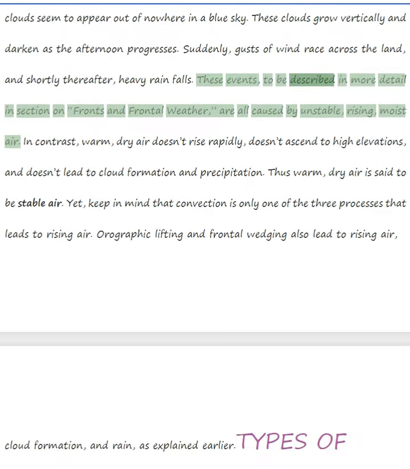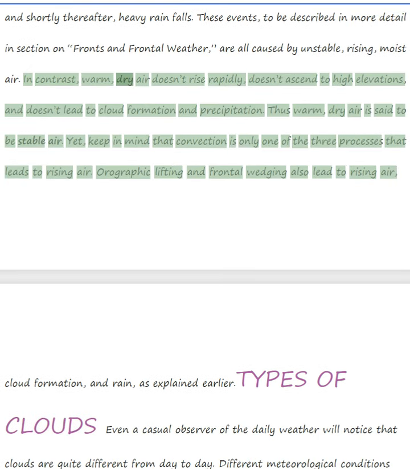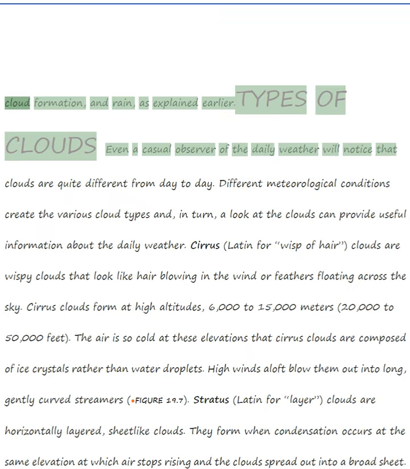These events, to be described in more detail in the section on fronts and frontal weather, are all caused by unstable, rising, moist air. In contrast, warm, dry air doesn't rise rapidly, doesn't ascend to high elevations, and doesn't lead to cloud formation and precipitation. Thus warm, dry air is said to be stable air. Yet, keep in mind that convection is only one of the three processes that leads to rising air. Orographic lifting and frontal wedging also lead to rising air, cloud formation and rain, as explained earlier.